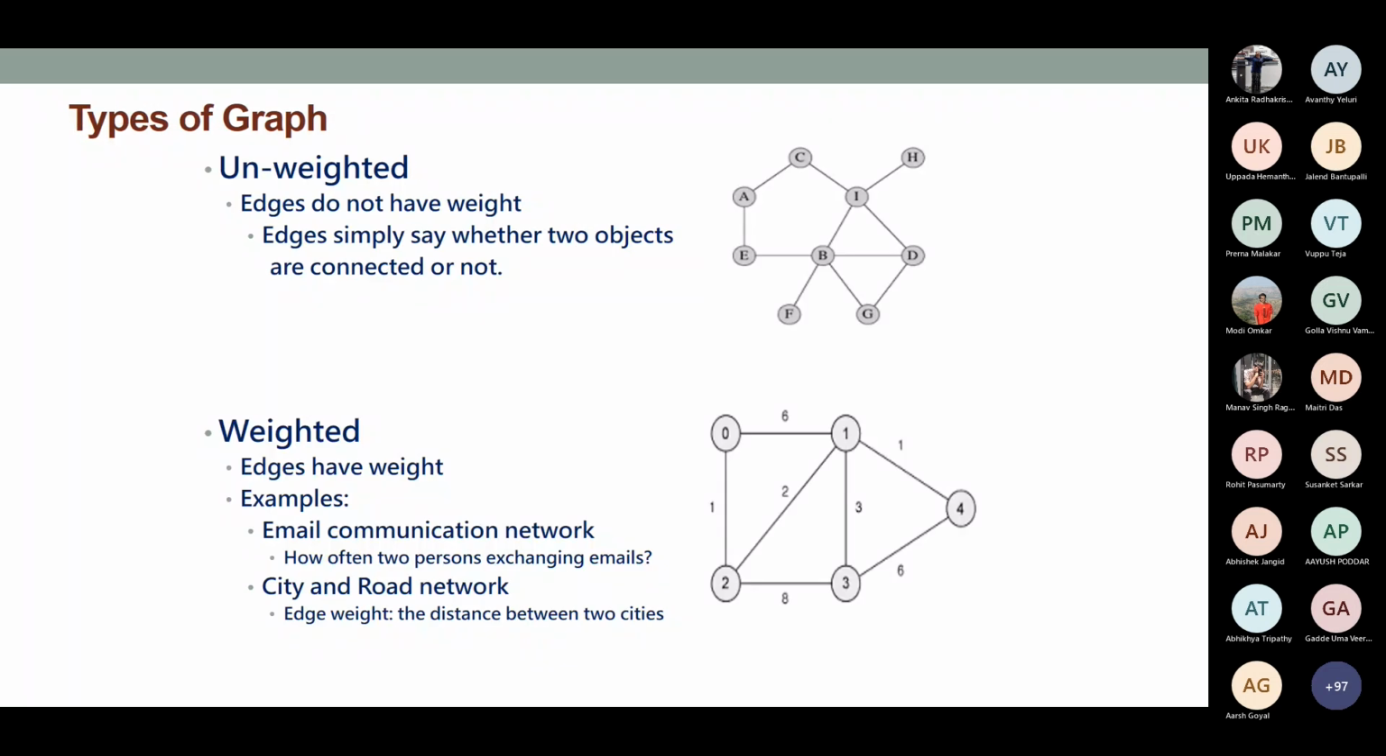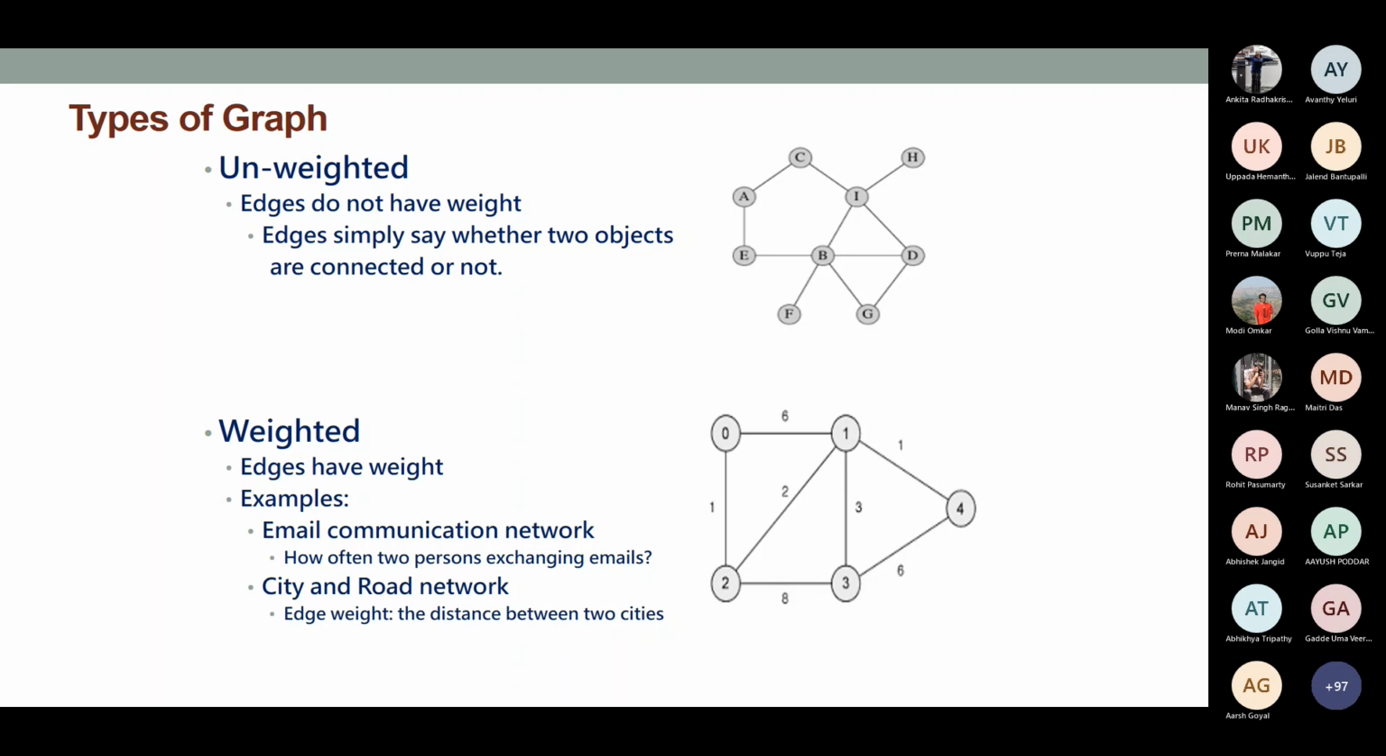Now, there are also various types of graph, for example, unweighted graph versus weighted graph. In an unweighted graph, the edges do not have any weight. Simply, they are connected or not connected. It's a binary relationship. If you think about your Facebook friendship network, this is an example of an unweighted graph. You are connected to somebody, or not connected. That's it. As opposed to that, in a weighted graph, every edge has a weight.